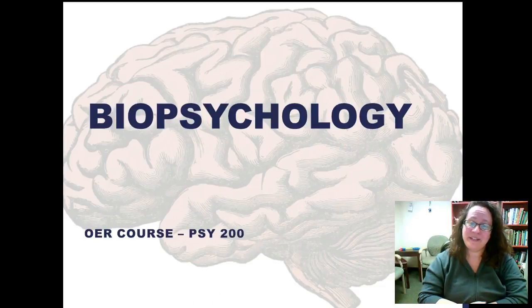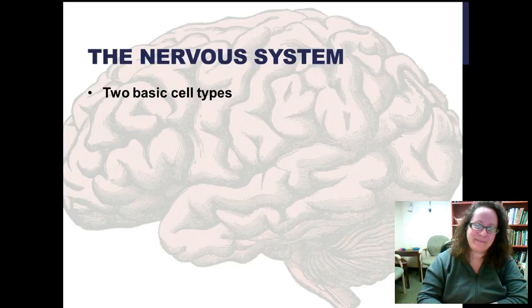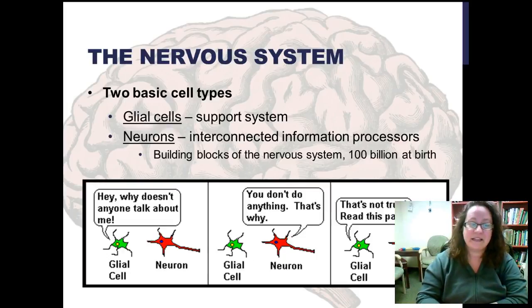Hi everyone. I'm going to review the remainder of the material for the biopsychology unit. So I know we've already talked some about the neuron, but we did not finish that material. So I'm going to start with the neuron, and then we'll talk about the nervous system and finally the endocrine system.